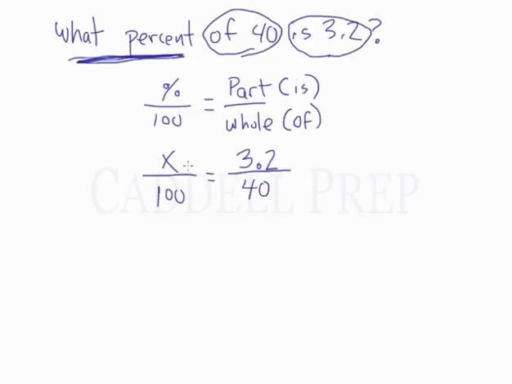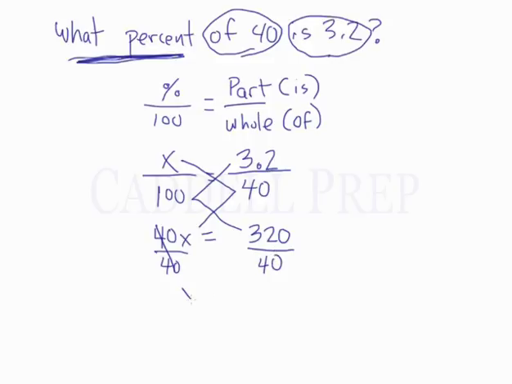And now we'll solve for x. So in this case we'll cross multiply. X times 40 is 40x. 3.2 times 100 is 320. Okay, now we have 40 times x. So to get x by itself, we have to do the inverse operation. So the opposite of multiplying would be to divide by 40. And if we do 320 divided by 40, we'll get 8. So our answer is 8%.